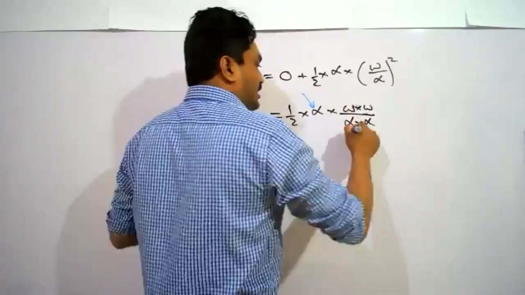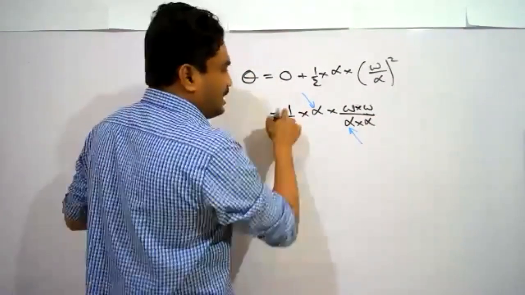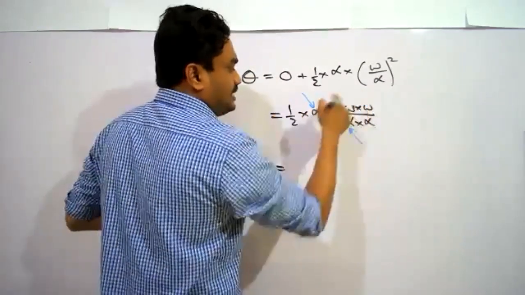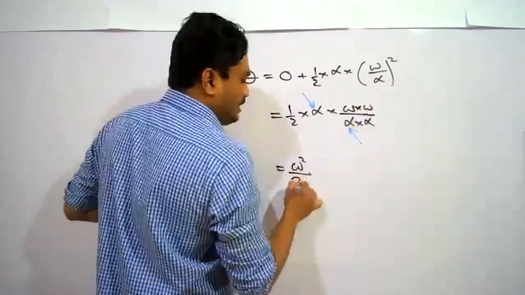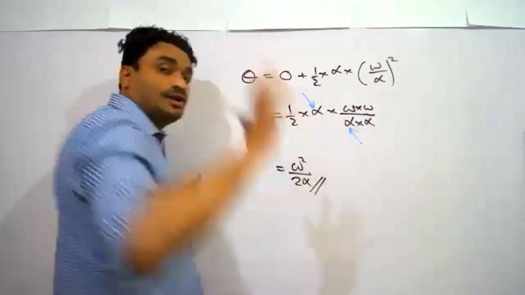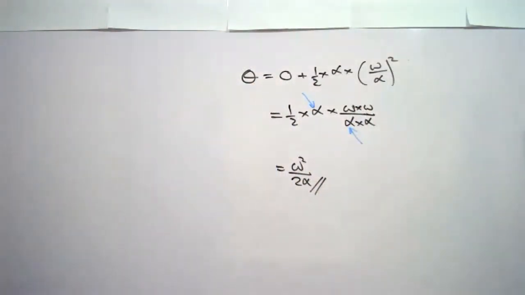This alpha and this alpha cancel. The remaining terms will be 1 into omega, which means omega square divided by 2 into alpha, 2 alpha. This is 3. Who got this answer? Please raise your hand in the Zoom chat.